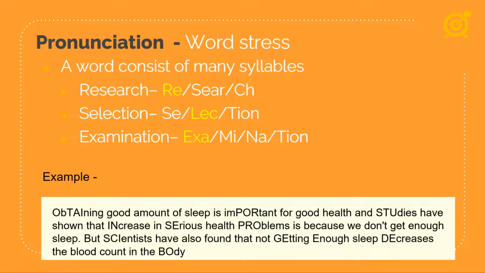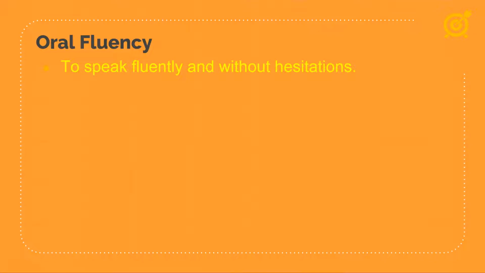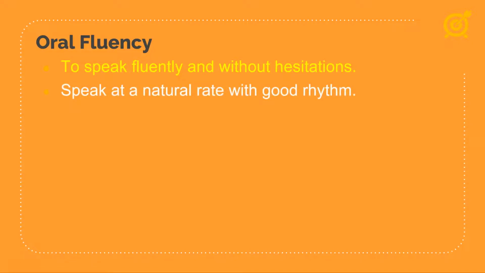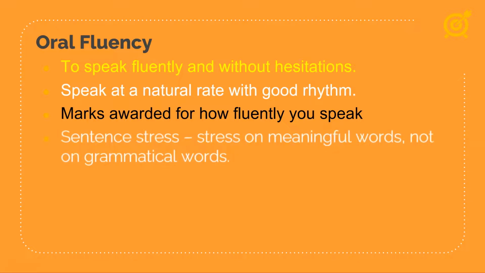And lastly, we have oral fluency, which requires you to speak fluently and without any hesitations. In other words, you should speak at a natural rate with good rhythm. You get points for how fluent your speech is. And here are the 3 areas of interest within oral fluency that PTE assesses, of which sentence stress is the first one. I hope you know the difference between the meaningful and grammatical words.